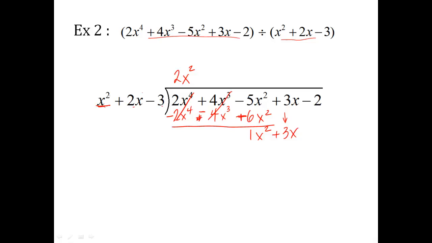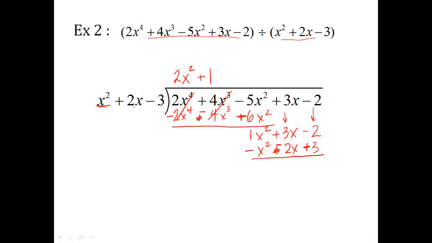All right, so I need to get 1x squared. That's what I have here. So I'm just going to say plus 1, multiply it, distribute it: x squared plus 2x minus 3. So I have a third term over here, which means I need to bring down this third term. Now I'm subtracting, so I'm going to change all my signs.